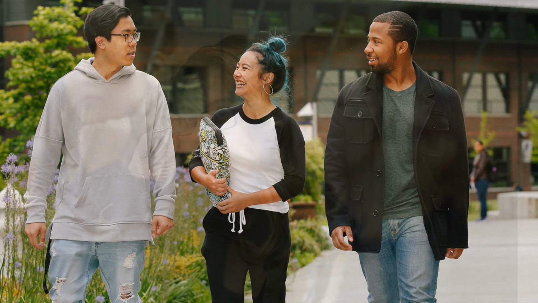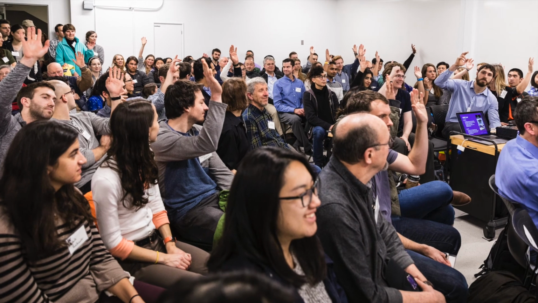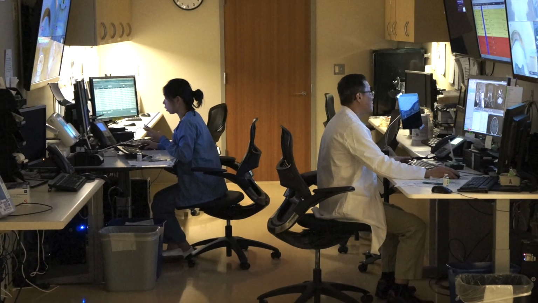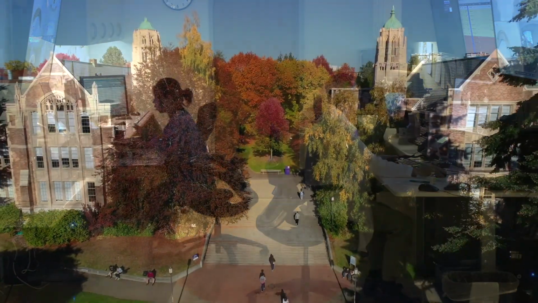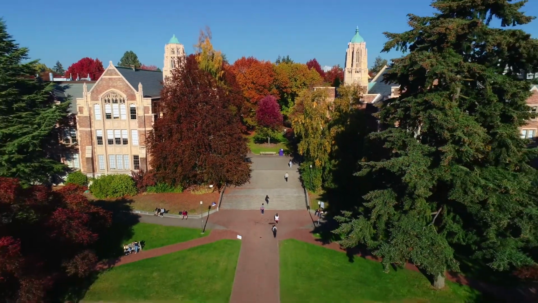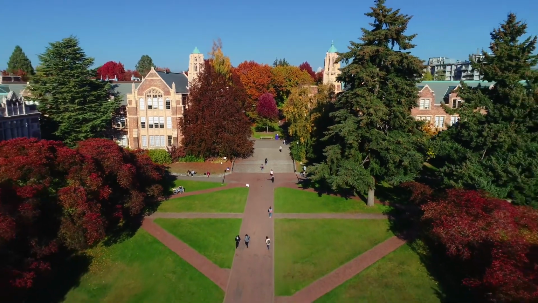Discrimination and harassment based on race, color, and national origin aren't just concepts. They happen to people you know, people you pass by or sit next to in your classroom, workplace, or lab. Together, we can all do something to address it.